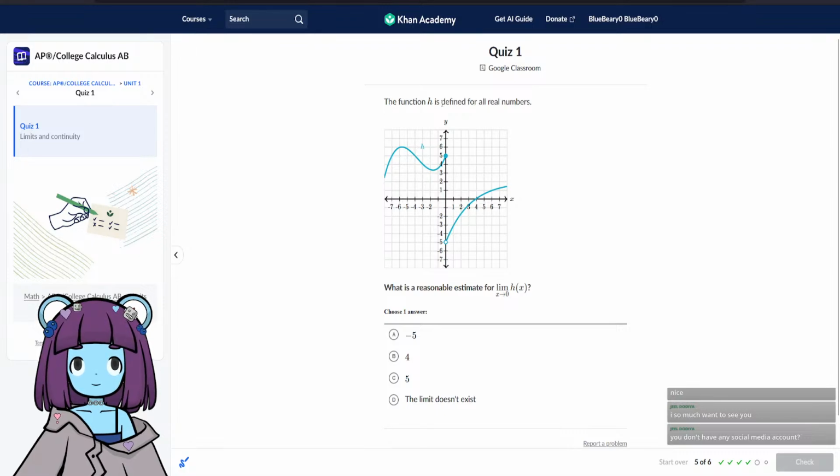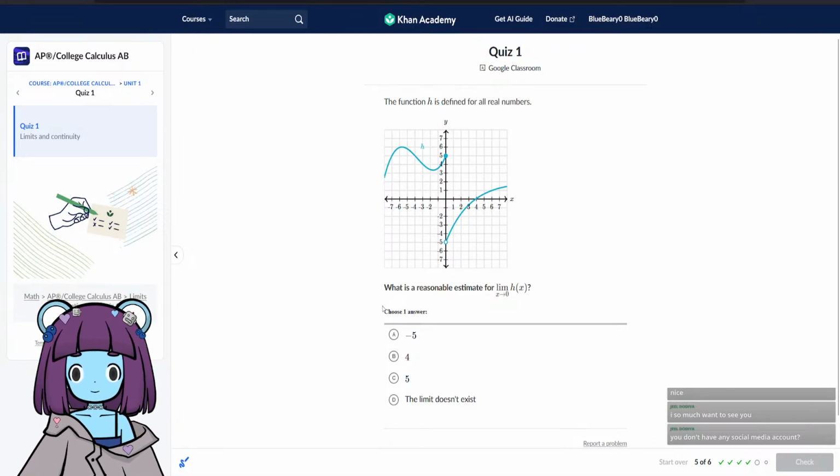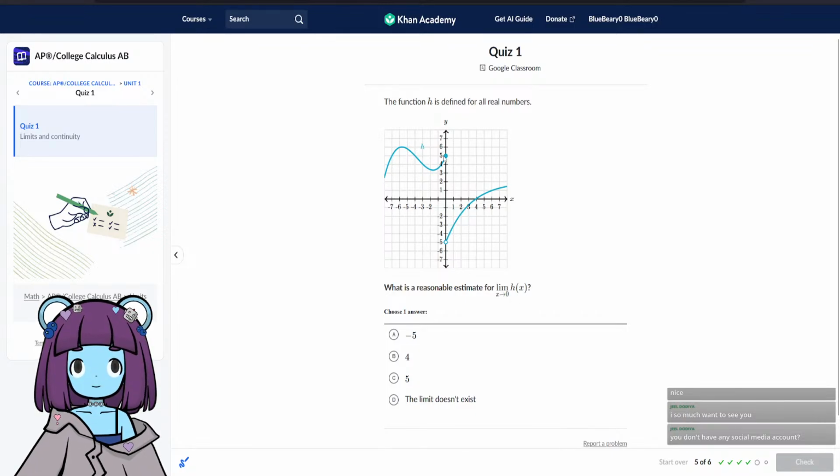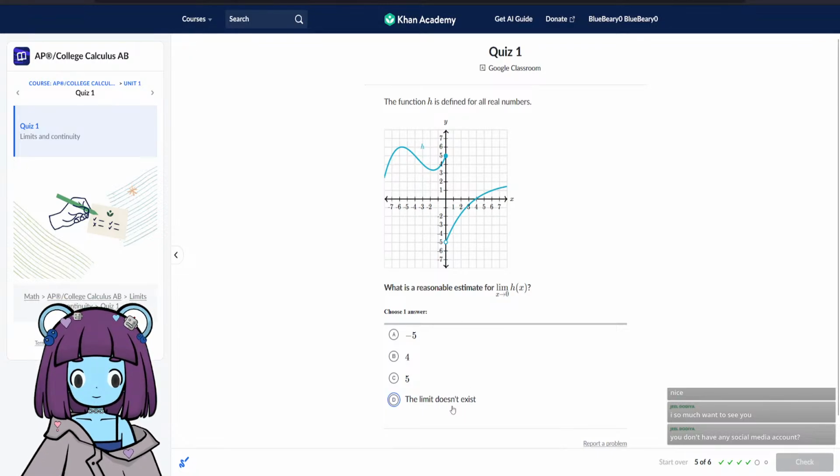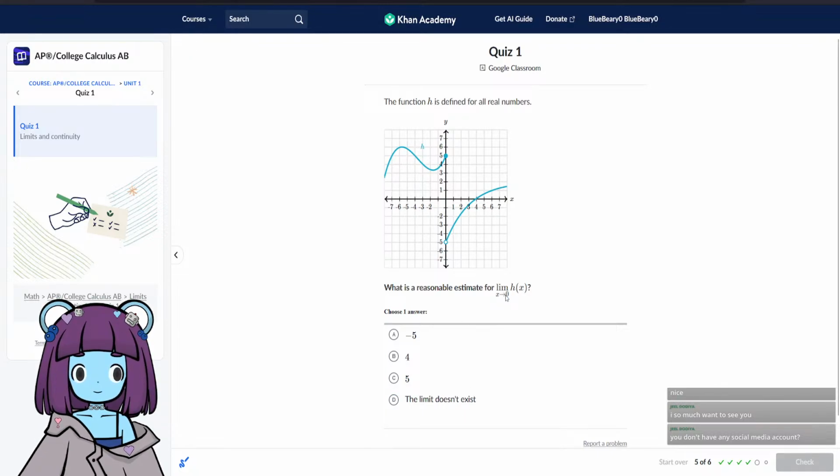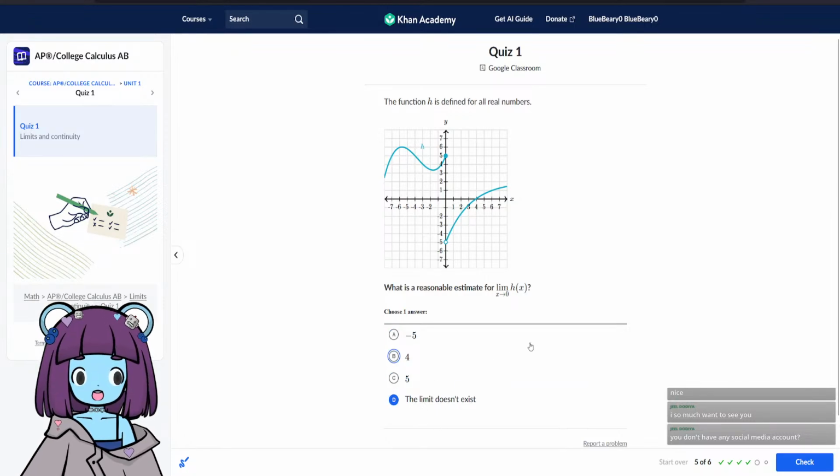The function h is defined for all real numbers. What is a reasonable estimate for the limit of h of x as x approaches 0? So as it approaches this, it also jumps. It approaches from the left side to 5 and approaches from the right side to -5. And it's not asking from each side, so the limit does not exist.